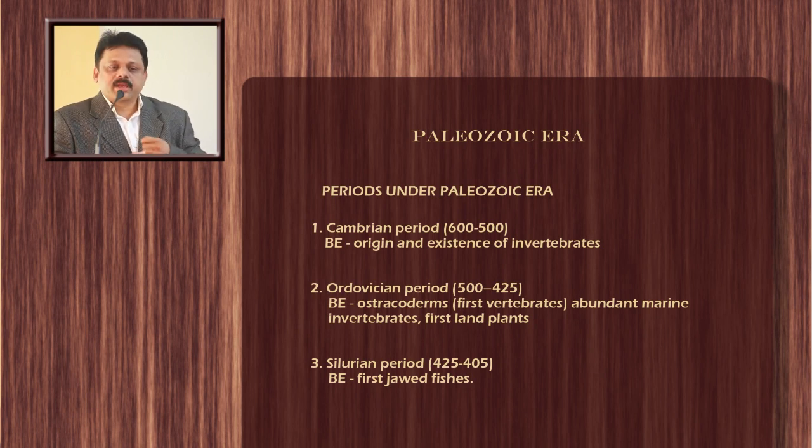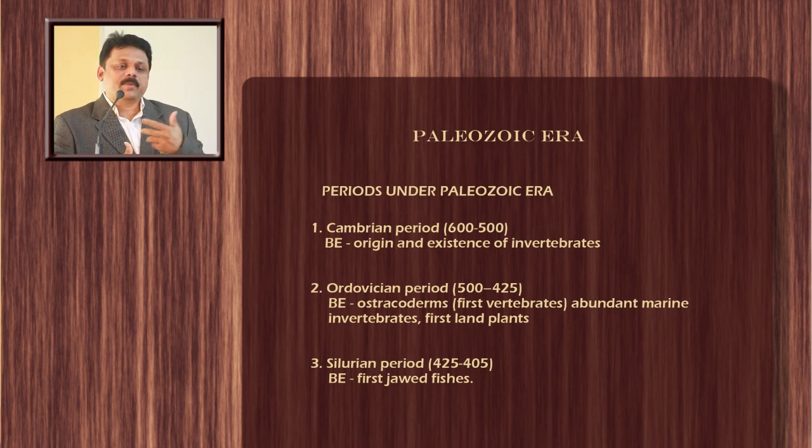The first period is referred to as the Cambrian period, and the Cambrian period is from 600 to 500 million years before present. As I said, for each of the periods we are discussing, we will discuss the duration and then the major biological event that took place during each of the periods.